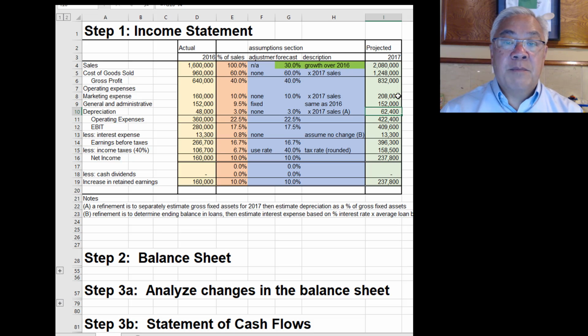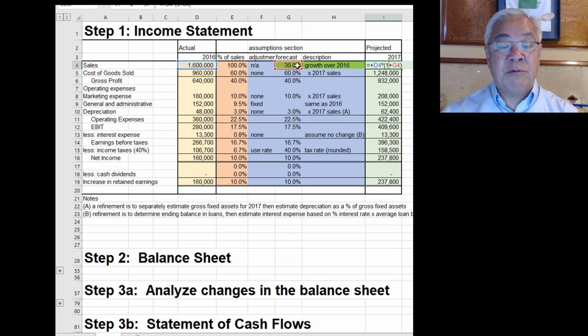All right, let's look at the projected columns and go through each cell to make sure you know how to do it. The first cell is the key one, of course, sales. This equals last year's sales times the projected growth rate, 1.3, and 1.3 times 1,600 is 2,080. This is important because we're going to state most of the expense assumptions as a percent of sales. For example, cost of goods sold. We estimated that this year will be the same as last year, 60%. So 60% of 2,080 is 1,248. That's our cost of goods sold.